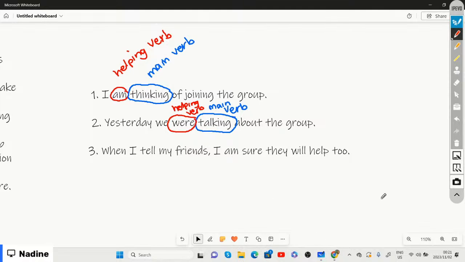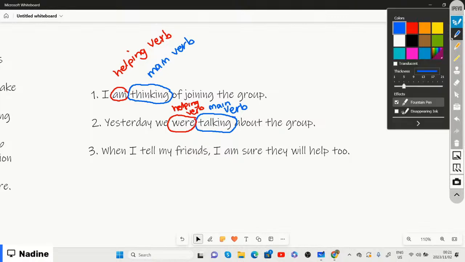Okay, so tell is basically the main verb. But now, tell can be a verb, but also help, right? So help is the main verb in the sentence. So tell is also a verb, but help is the main verb within that sentence.